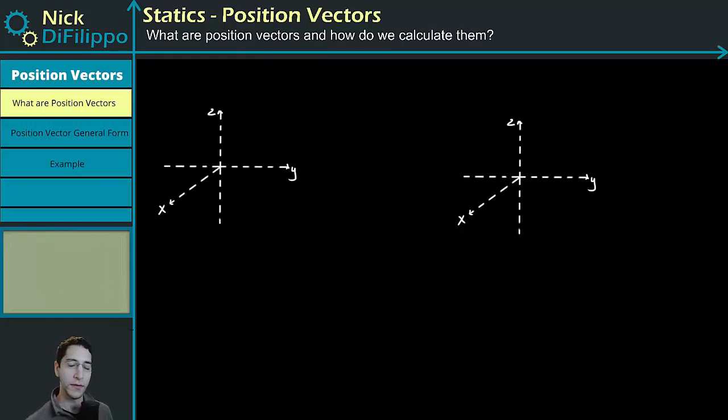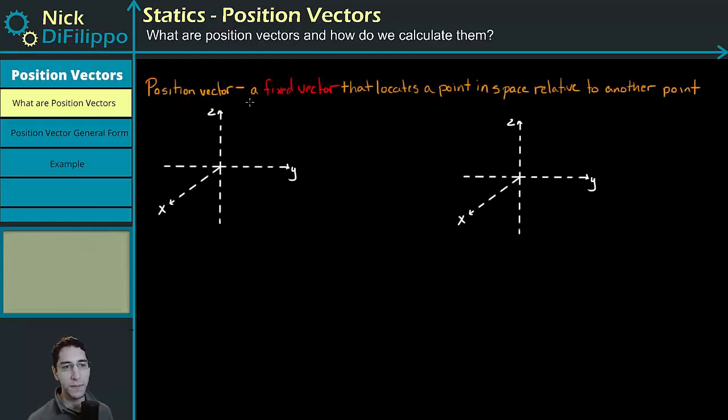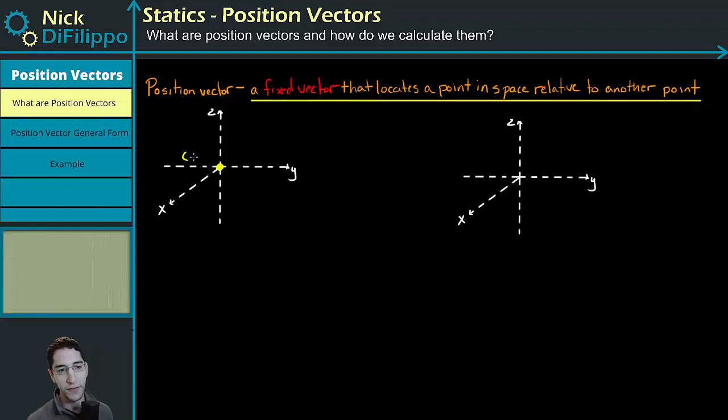In this video, what I would like to do is talk about what a position vector is and how we can find it. So a position vector is a fixed vector that locates one point in space relative to another point. A lot of times it's very convenient for us to choose the origin as the point in space we want to locate something with respect to. So the origin, in 3D space, is going to have a point of 0, 0, 0: 0x, 0y, 0z.